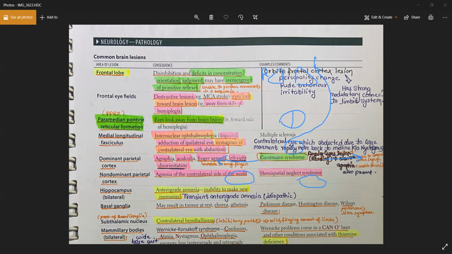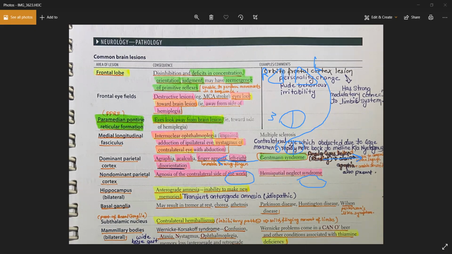And then what does this pons do? You have the sixth nerve in the pons, right? The sixth cranial nerve. You have the sixth nerve in the pons, and the third nerve in the midbrain.